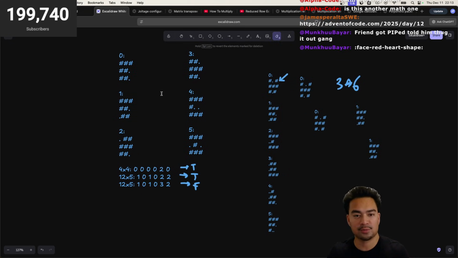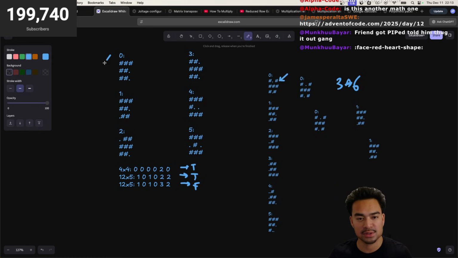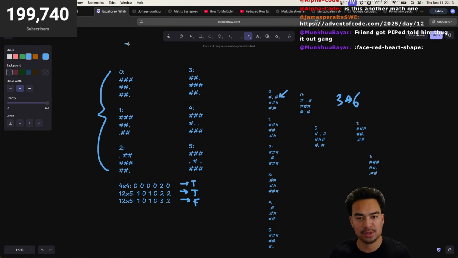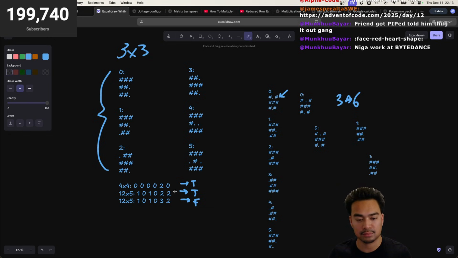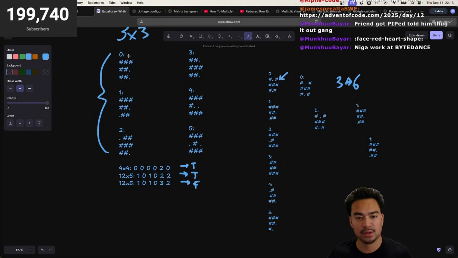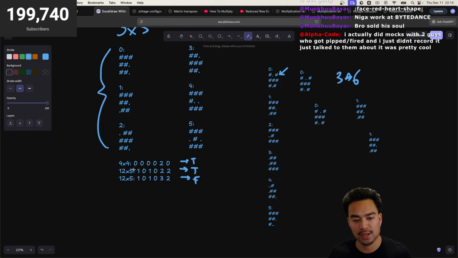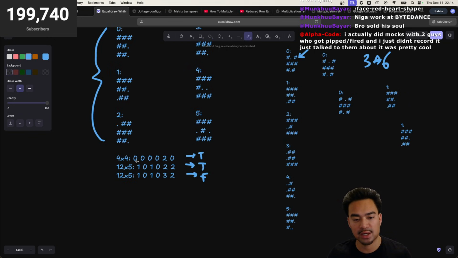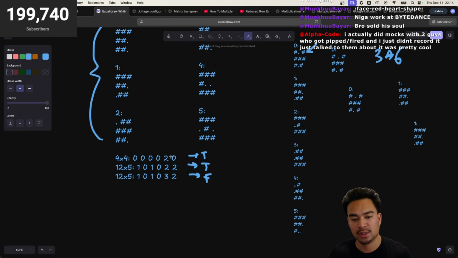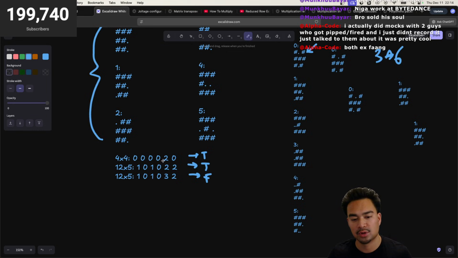Yo, Alpha, essentially we have all these different shapes, similar to Tetris. All the shapes are 3 by 3. Each shape has a label. So this is shape 0, this is shape 1, this is shape 2, this is shape 3, this is shape 4, this is shape 5. So we just need to see that given a 4 by 4 grid, can we fit two of shape 4?